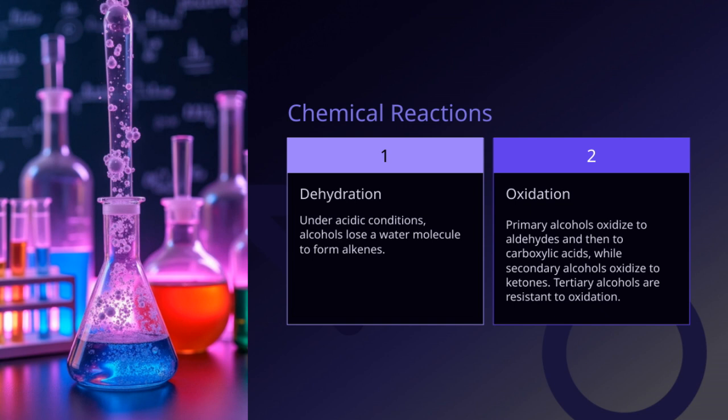Moving on to dehydration, under acidic conditions, alcohols can lose a water molecule. This is a key step in forming alkenes. Basically, when you heat an alcohol in the presence of an acid, it will undergo dehydration to produce an alkene, which is an unsaturated hydrocarbon. These oxidation and dehydration reactions are fundamental in organic chemistry because they allow us to transform alcohols into a variety of other useful compounds, tying into the broader theme of how we manipulate molecular structures in synthesis.